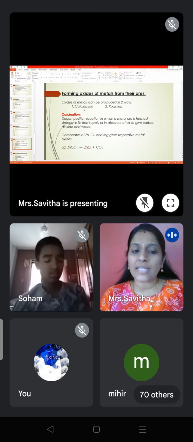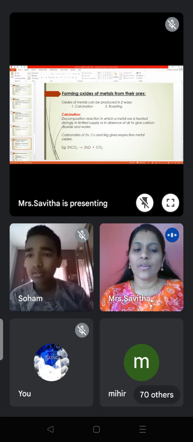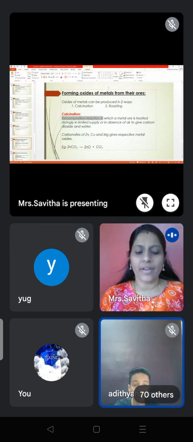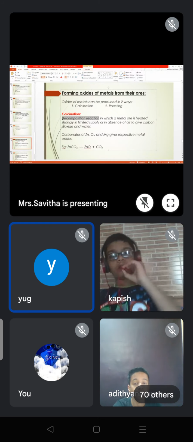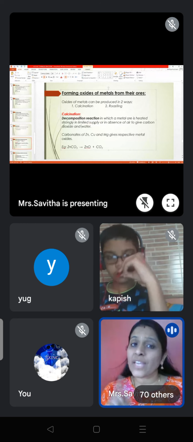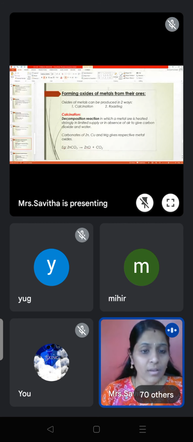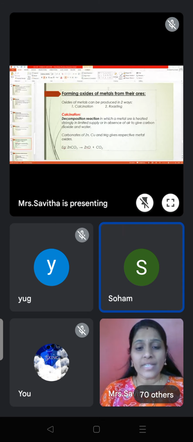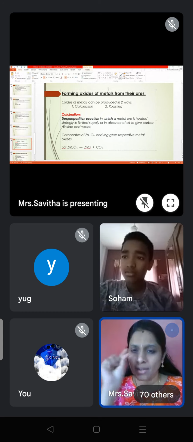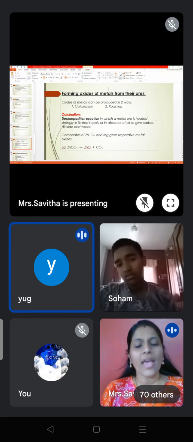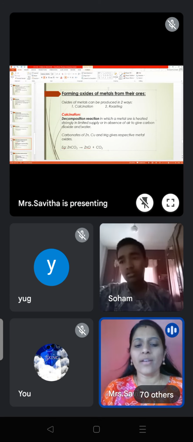So for calcination, the first keyword is decomposition reaction. Here, are we heating? Yes, it is heated, but in a limited supply of air, or absence of air, and it gives carbon dioxide.